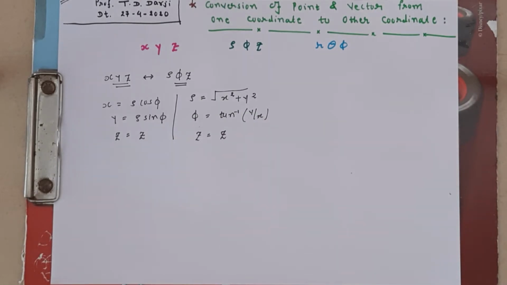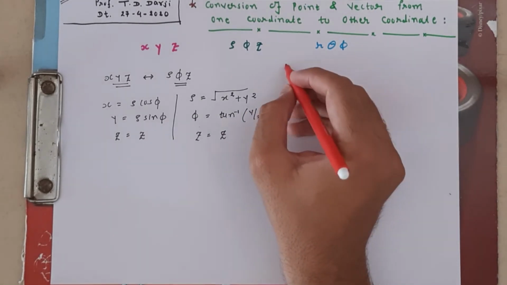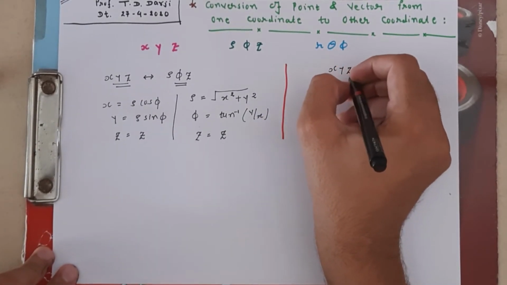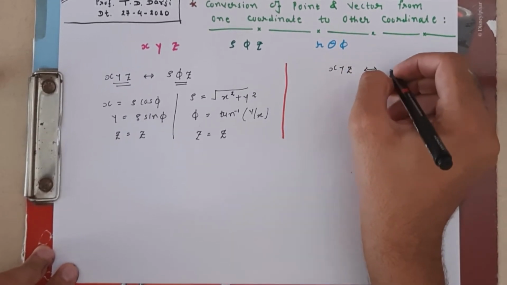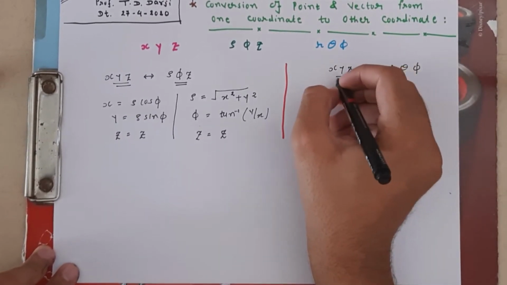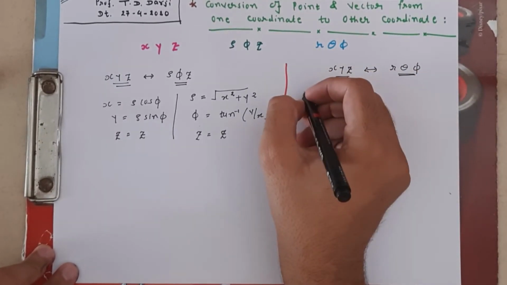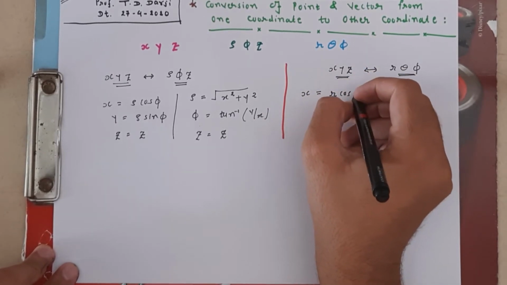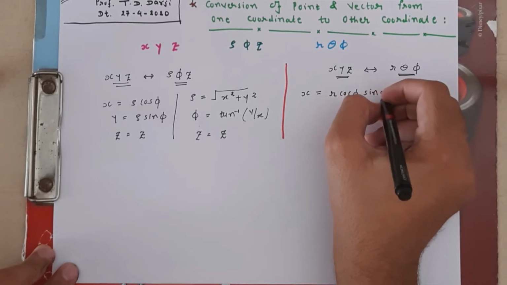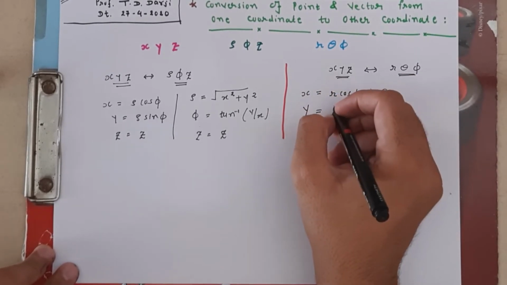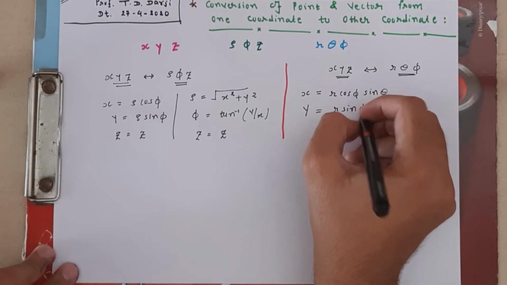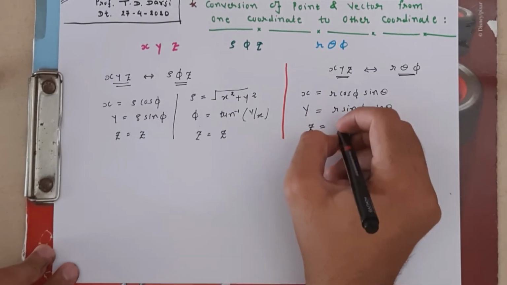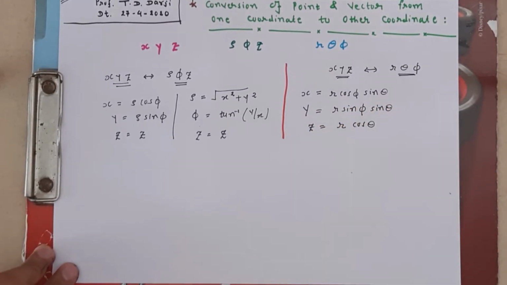Next, we write the relationship between x, y, z and r, theta and phi. So x is equal to r cos phi sin theta, y is equal to r sin phi sin theta, and z is equal to r cos theta.